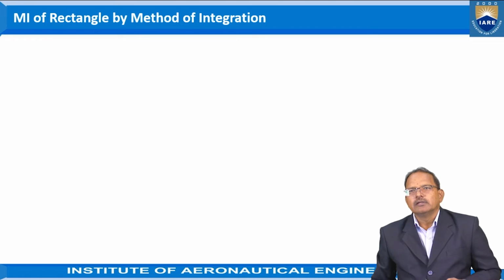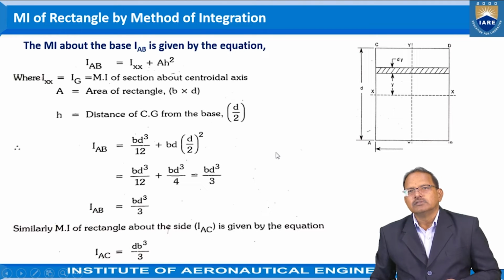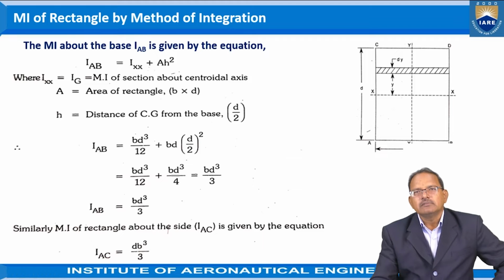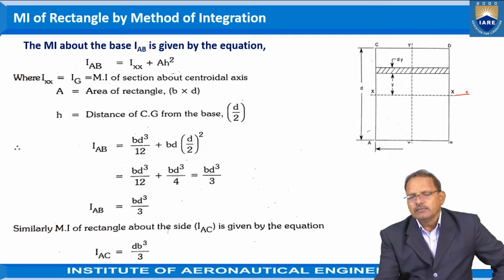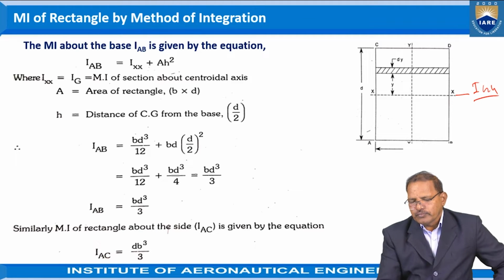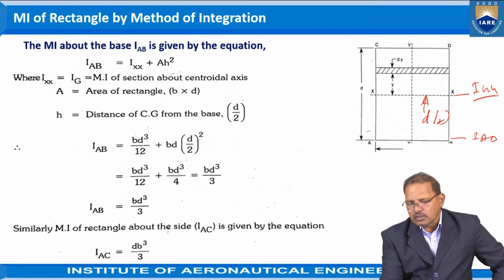So in order to determine this, we have to use the parallel axis theorem. According to the parallel axis theorem, let the moment of inertia of that entire area about its central axis be represented as Igg, and the moment of inertia about base AB be represented as IAB. The distance between these two parallel lines is equal to D by 2.